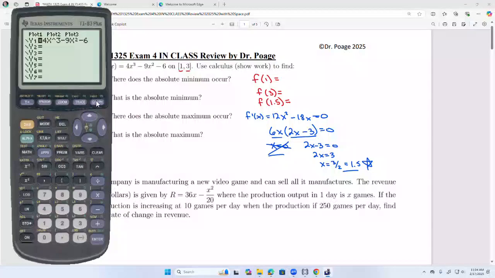And then I'm going to make sure my table is set where I can ask it. So I'm going to go to second window, and underneath independent, I'm going to put it on ask. Okay, so now I can go to second graph, and I can type in my x values, 1, 3, and 1.5. And I'm going to write down these y values. I got negative 11, 21, and negative 12.75.